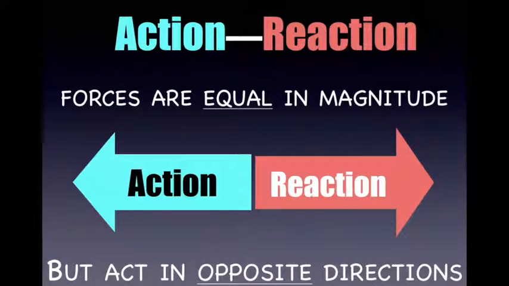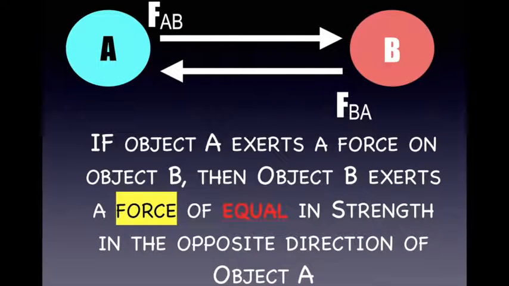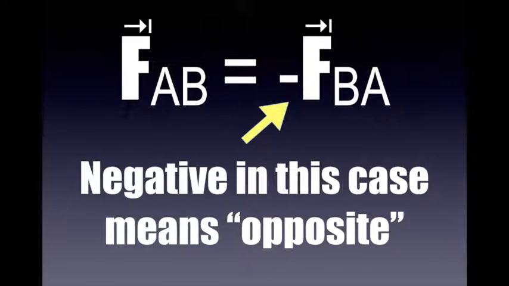So Newton's third law, again, have equal forces, action and reaction forces that are in opposite directions. So if an object A exerts a force on object B, then object B exerts a force equal in strength in the opposite direction on object A. So when we express this, the force of AB will equal negative force of BA. This negative in this case just means in the opposite direction.